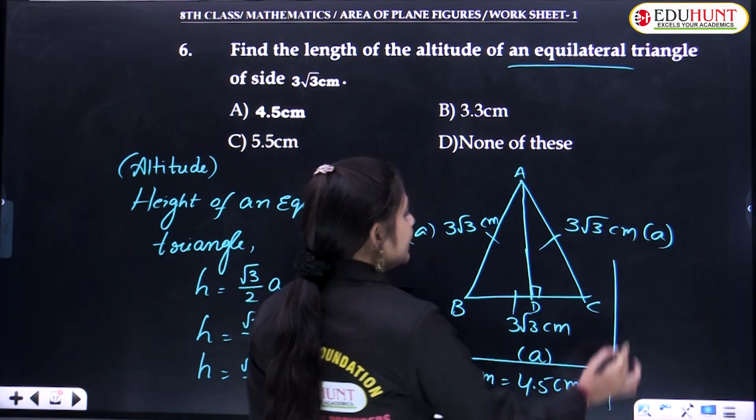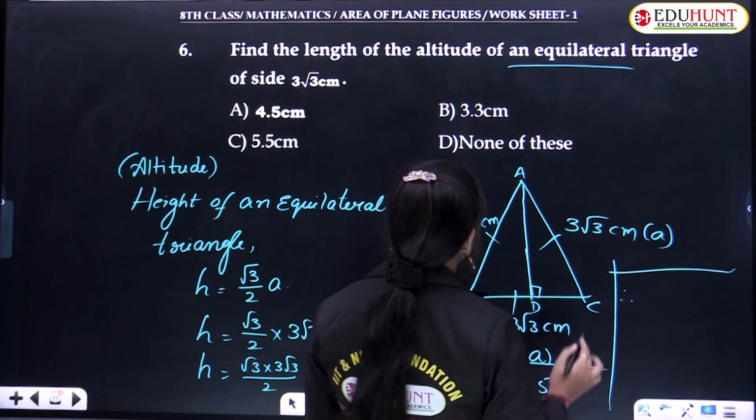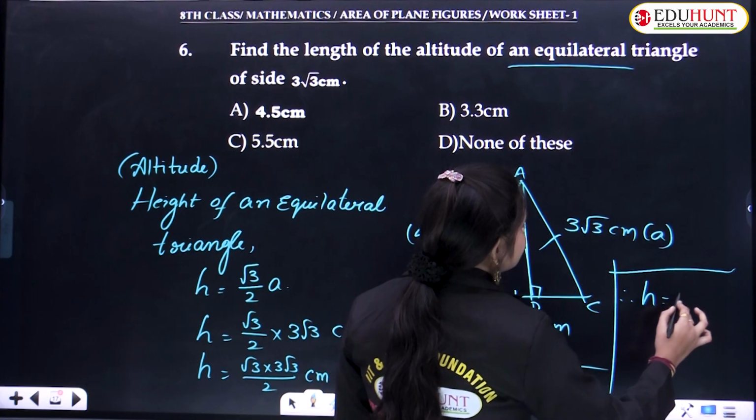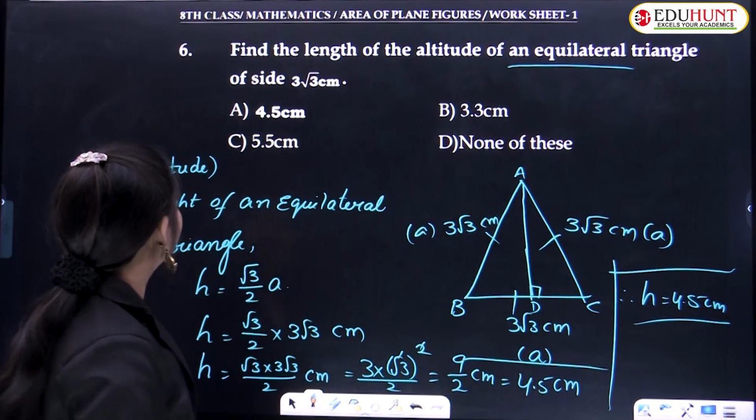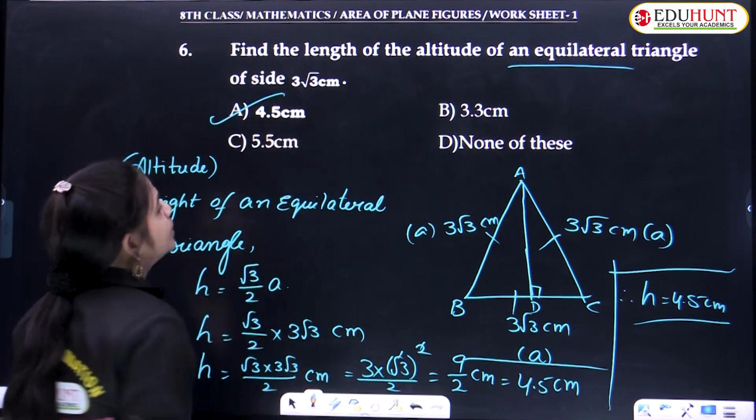Then finally, what is the height of this altitude of this equilateral triangle? H is equal to 4.5 centimeters. Then it is option A.